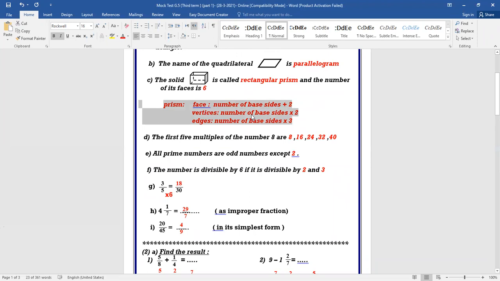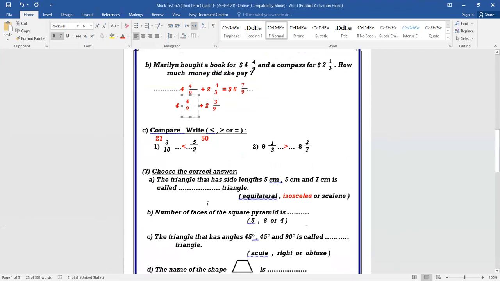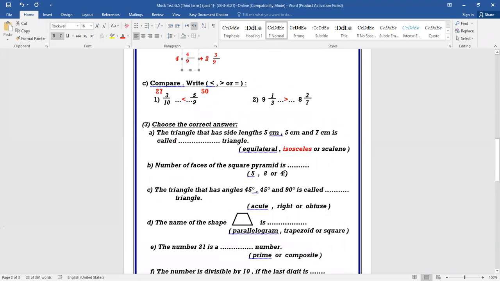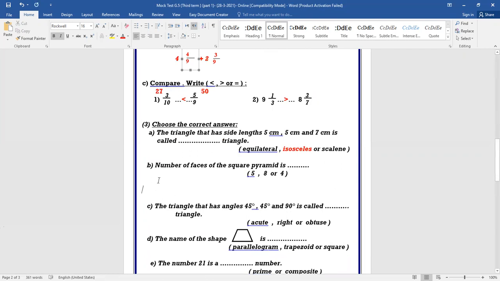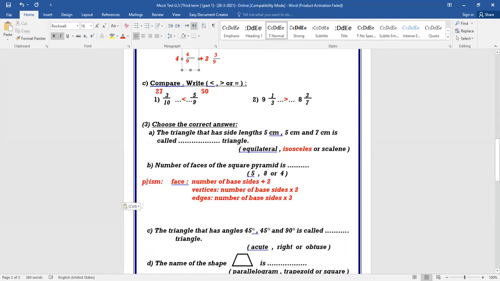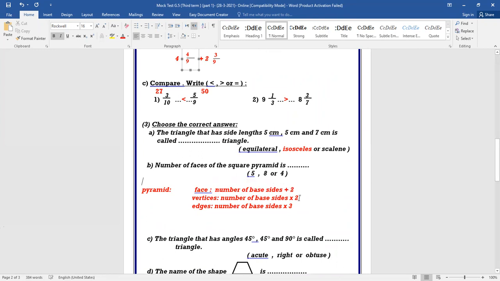Concentrate. First, we will revise this idea. Multiply plus 1. In the pyramid, to find the number of faces, number of base sides plus 1.